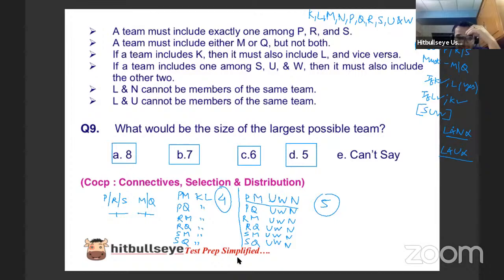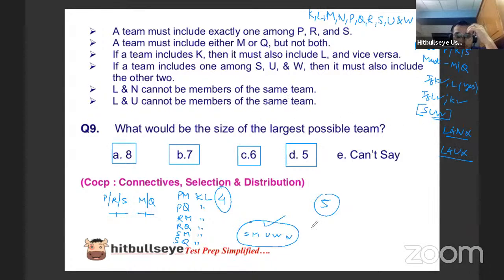I think I cannot generalize it, but let's try to create one of the scenarios where all of this is possible. Let me try to not generalize and just see the size of the team which is possible. Let's take one of them, S, M, UW, and N. Right? This is making sense. S is taken from here, M is taken from here. If S is coming, then UW is also coming, and N is also coming. L and N cannot come. L is not there, right?